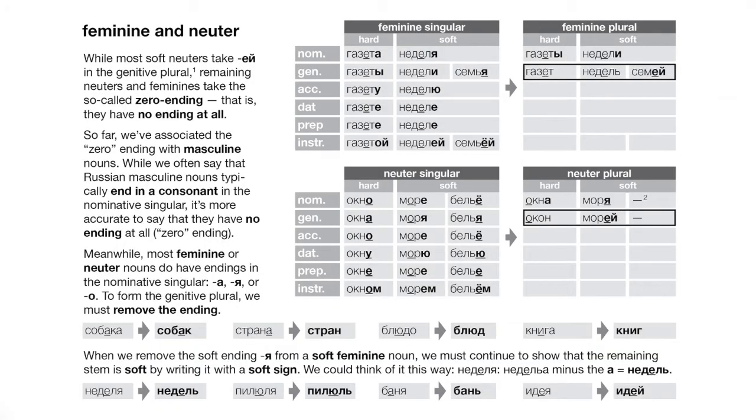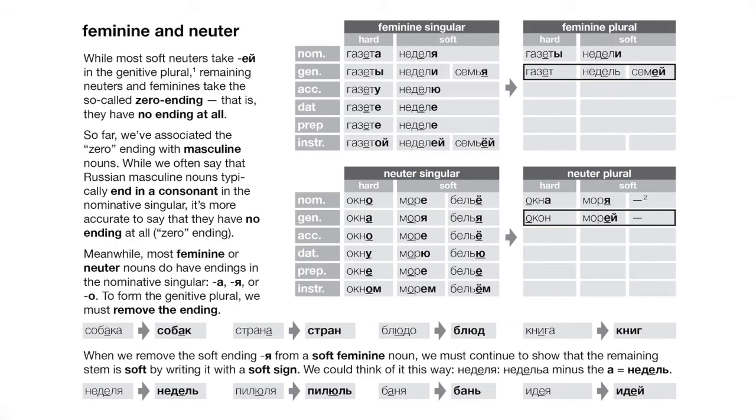So let's look at the tables here. Gazeta, a hard feminine, becomes gazet, right? Zero ending. And the word for window, akno, a hard neuter. Look what happens here. We get rid of the o, right? We need a zero ending. And that would leave us with okn, which is pretty hard to say, right? It's not very convenient. So that's a tricky cluster.